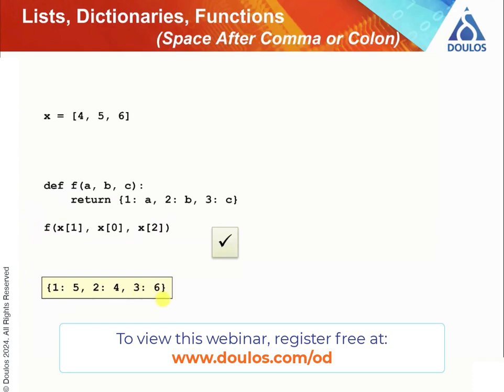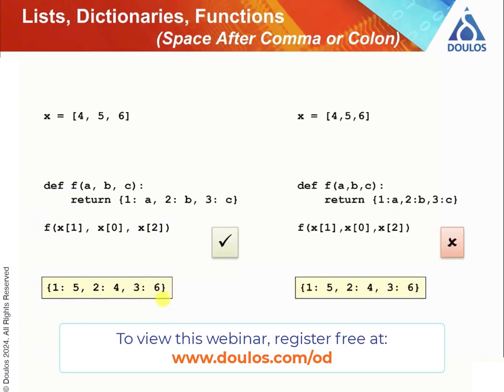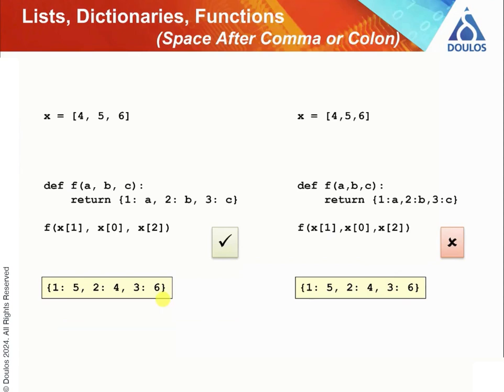In terms of layout, it's usually regarded as good practice in Python programming to put a space after each comma in a list and after each colon in a dictionary. And that applies when we're defining the list, when we're defining the arguments to a function, when we're defining a dictionary, and when we're passing arguments into a function. So in each case, you'll see a single space after each comma or colon, generally regarded as good coding style.